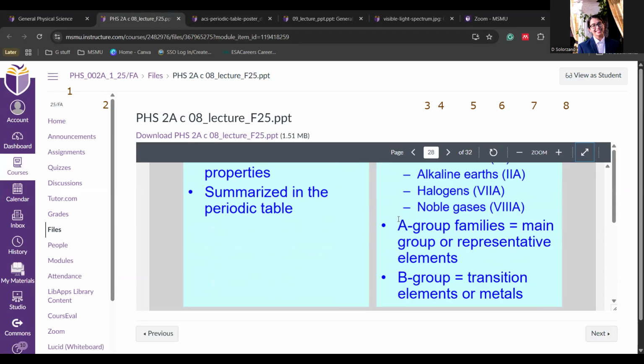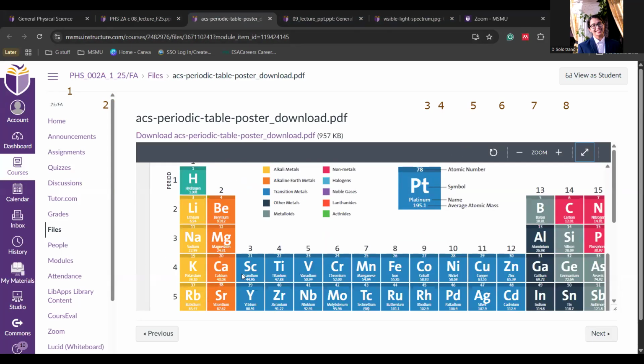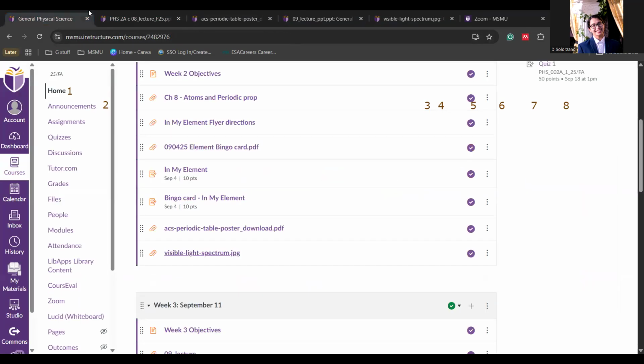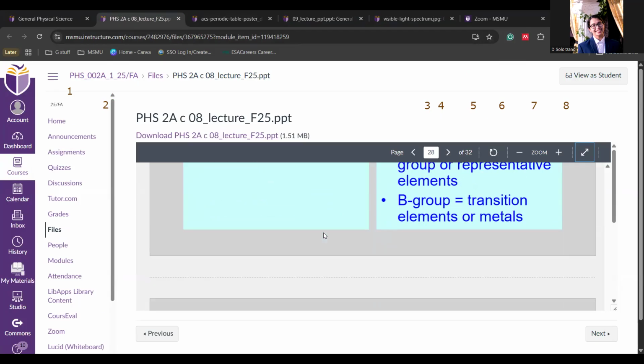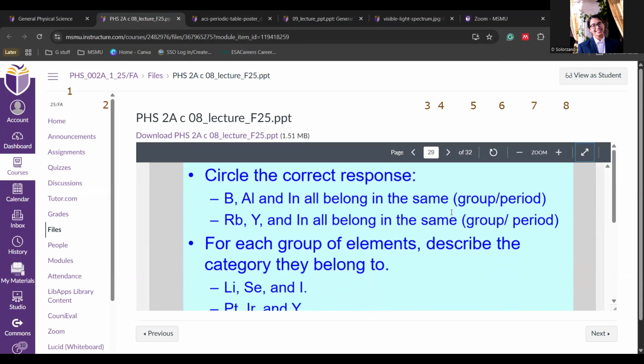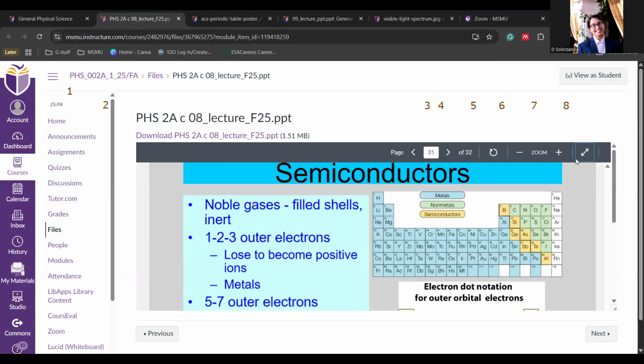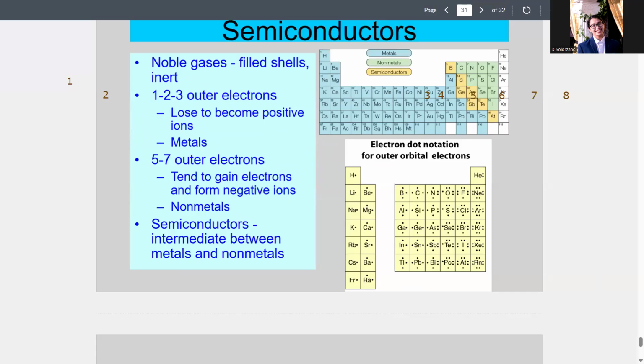A and B groups are just where they are in the periodic table. The A ones are the ones we'll use the most, and the B group is most of these middle transition metals. Those are examples. That's the periodic table. This is what we're talking about with the 1 to 3 outer electrons, up to the B, wanting to lose their electrons.